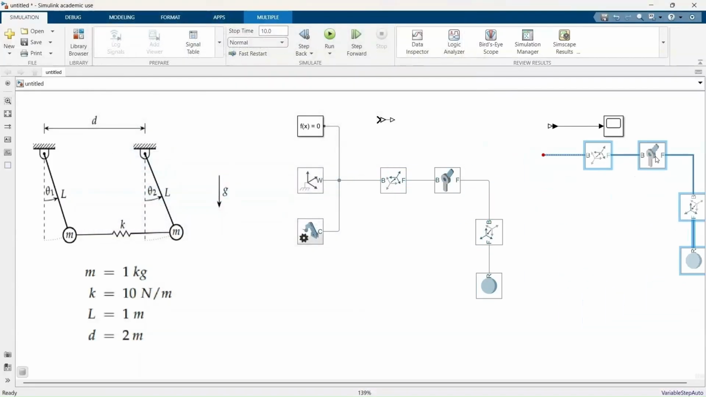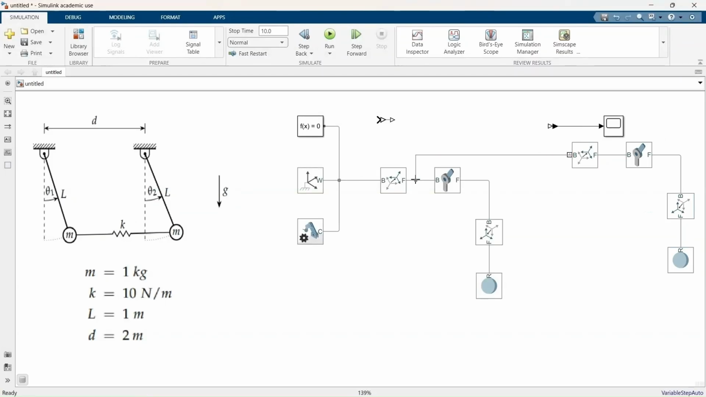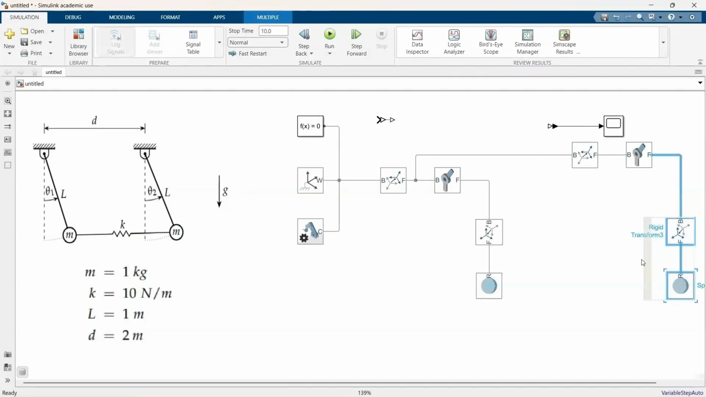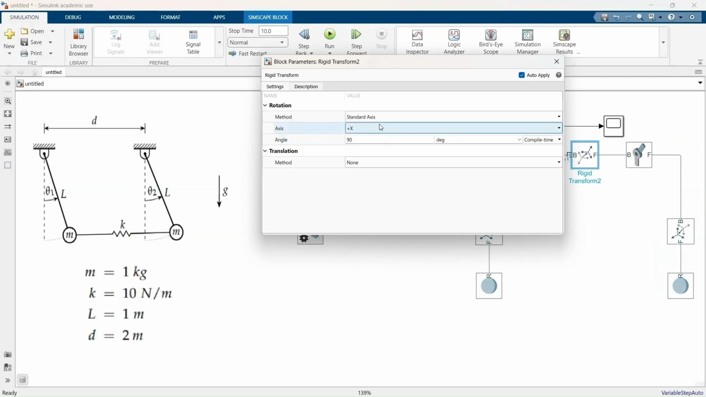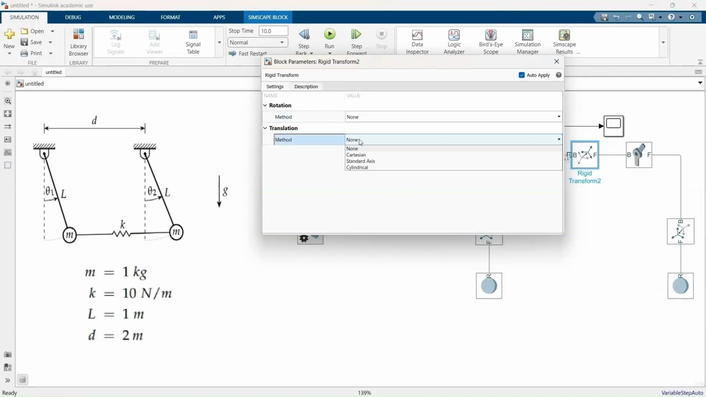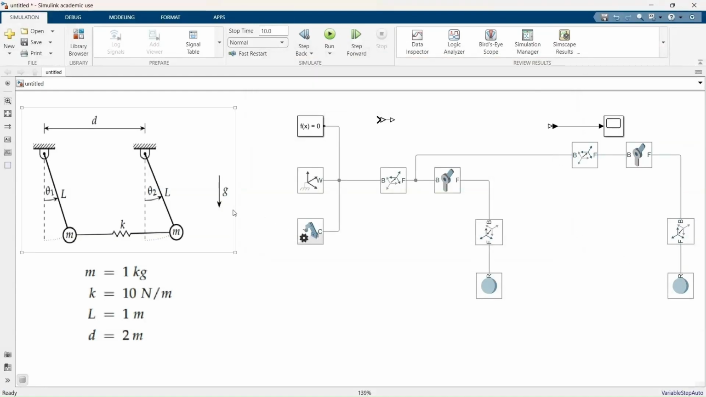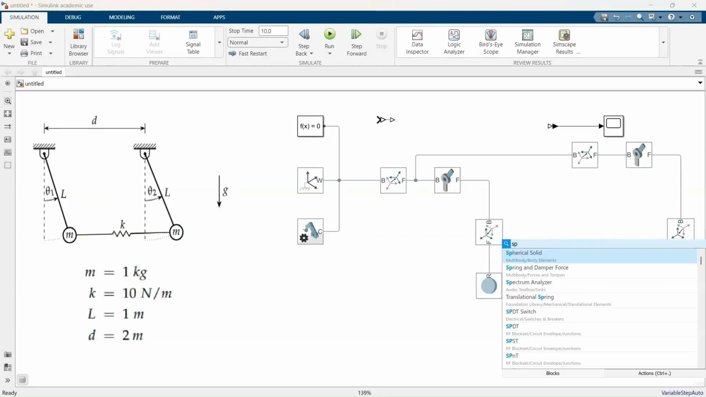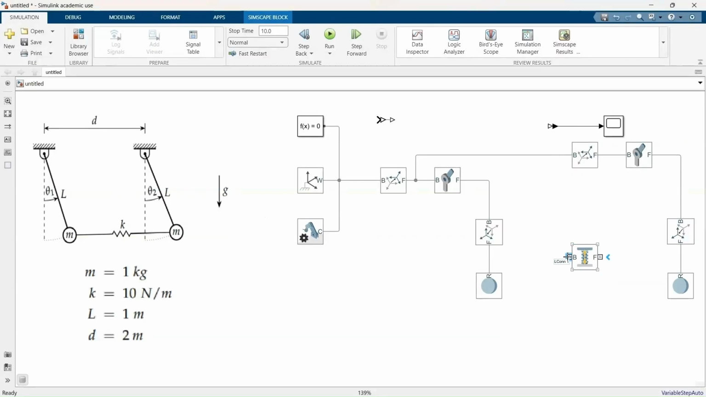So I'm just going to copy this system and connect it here, and then shift it by D. And for this spring, it attaches directly to the mass. So I'll place it here, after the transformation block. If I connect it before this block, the spring will attach at the pivot, which is not what we want.